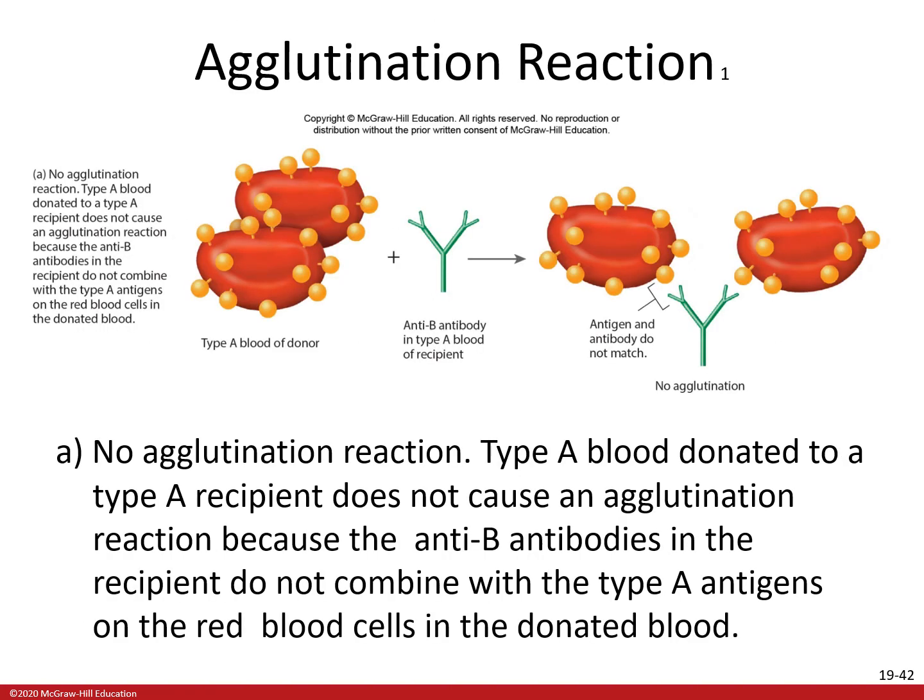All right, the next few slides are going to be little graphics of agglutination reactions occurring. Here we have a type A blood donor donating to a type A recipient. So that's a good thing. We are happy. It's what we want to see, because you can see these anti-B antibodies are not going to be able to connect to our antigens here. They don't fit the right shape. Again, think about a puzzle piece. It would have to fit perfectly.